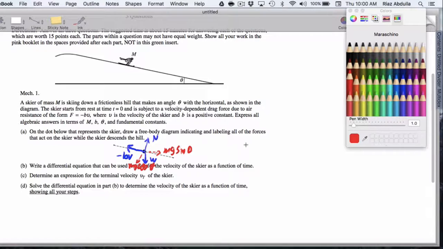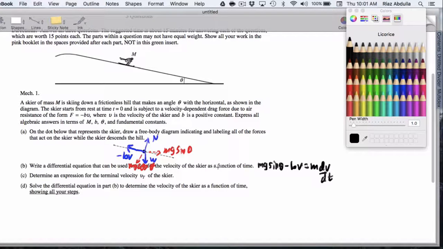And so when we actually set up our differential equation in part B, I would write it as mg sine theta minus bv equals m dv dt.